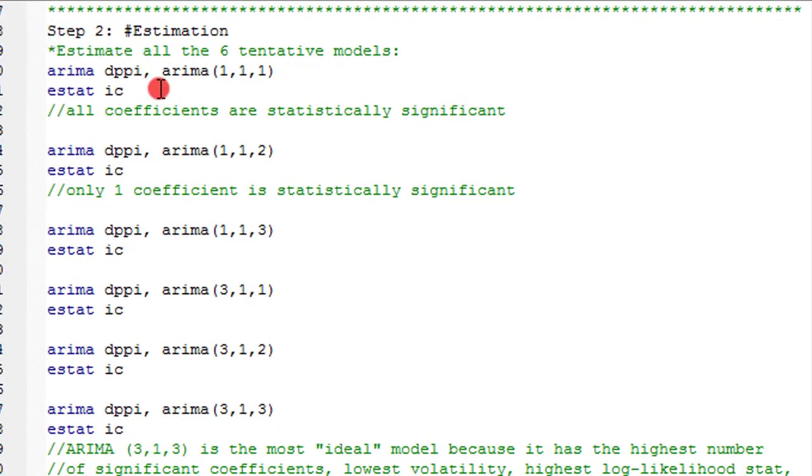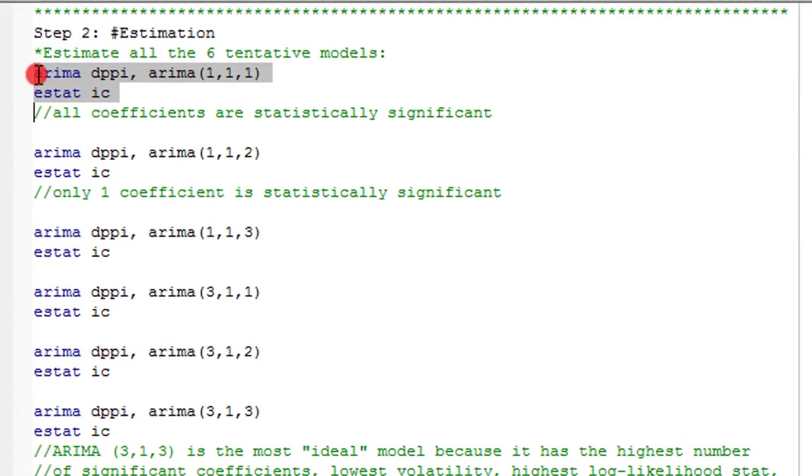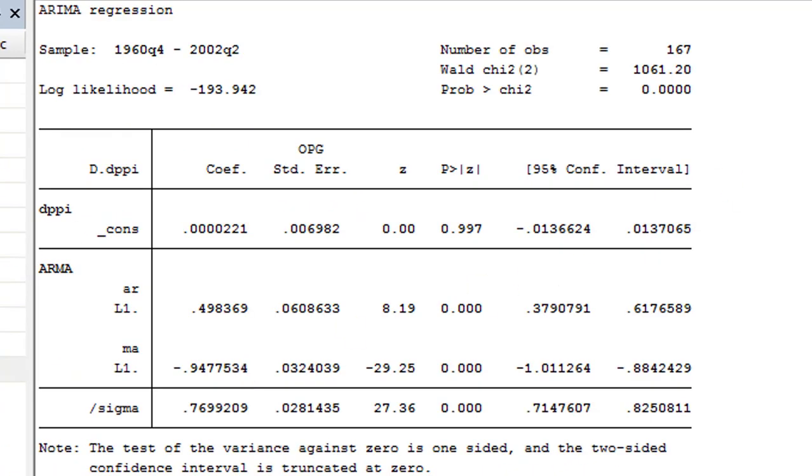So now we are about to execute the estimation procedure, and you can see the command here, ARIMA DPPI, which is the difference series, and this is the code. Remember that we are using the first difference of the series, so that is where the 1 is. So we have AR1, first difference, and MA1. After that, I'm going to run this command ESTAT IC to obtain the Akaike information criterion and the Bayesian information criterion. So I'm highlighting these 2 codes and execute. So here we have the results from the ARIMA 111 regression.